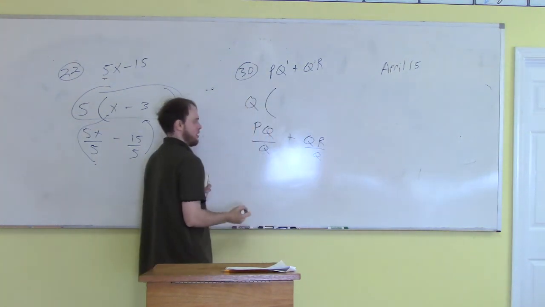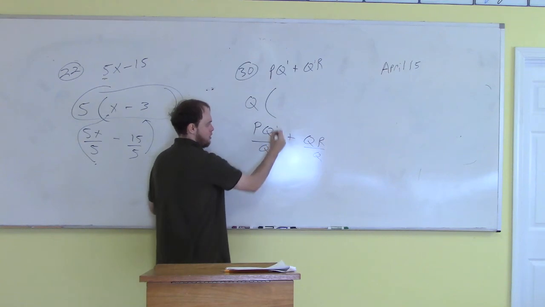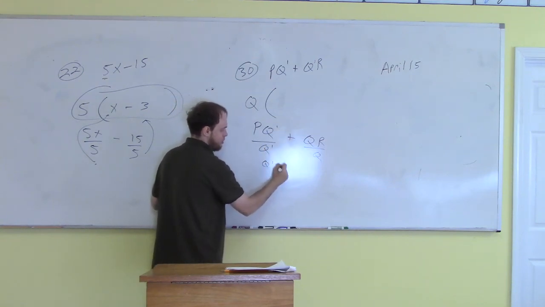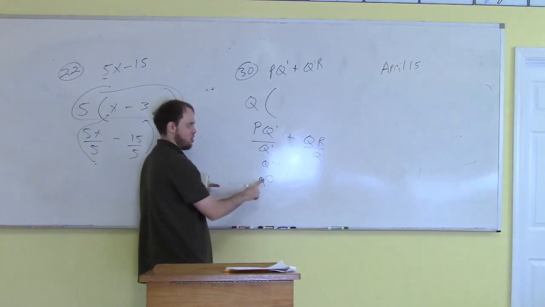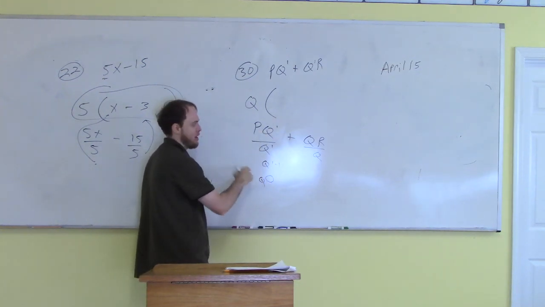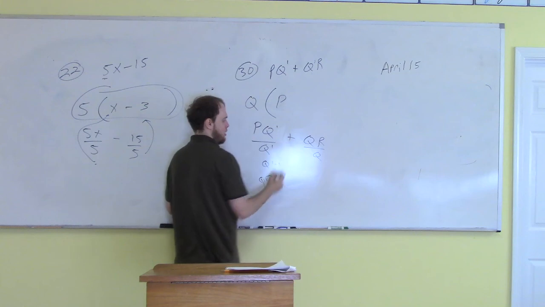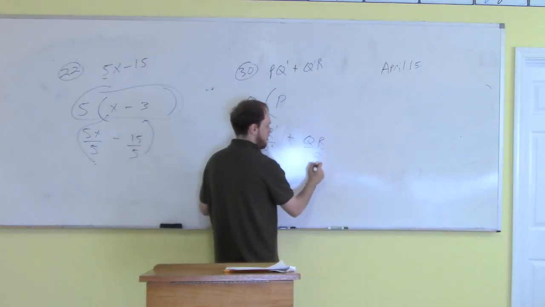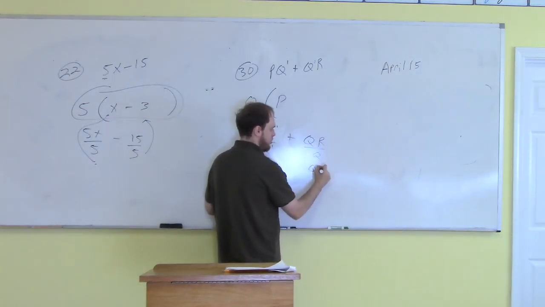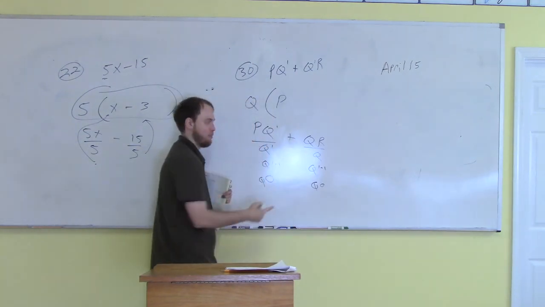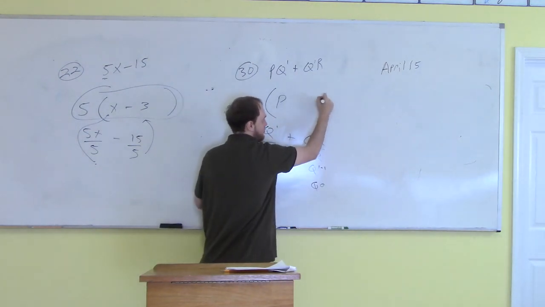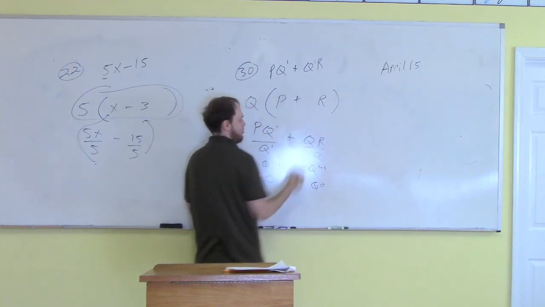And again, when I do this, you're going to have Q to the first minus 1, which is Q to the 0, which means it's just 1, so you're left with whatever you had multiplied by. So I'm just left with the P. QR divided by Q is going to be Q to the first minus 1, which gives you Q to the 0, which means you're left with just whatever was multiplied by it, which was the R. And so that's your answer.